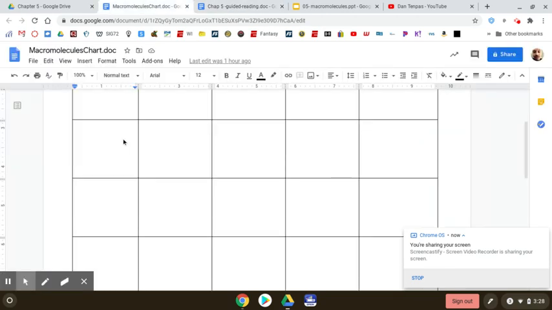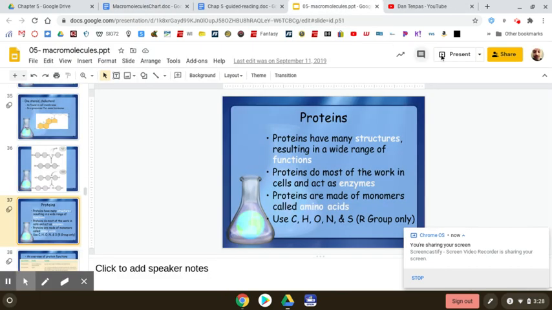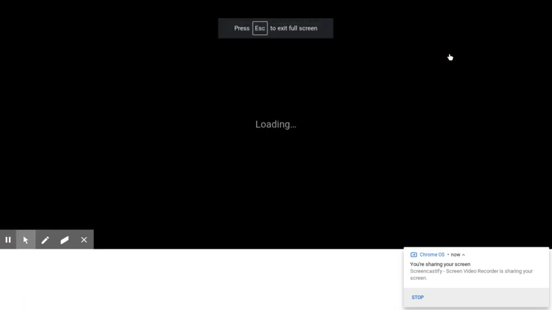And then you should also have this chart out. You should be on your third row. So, you should type or write protein in this next section, I should say. All right, so here we go. Proteins.